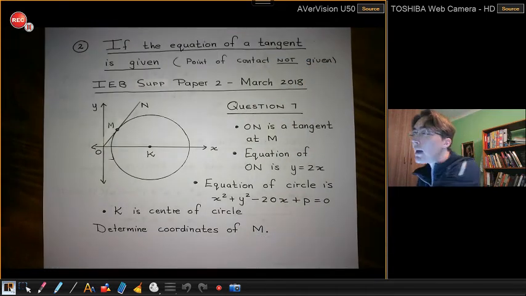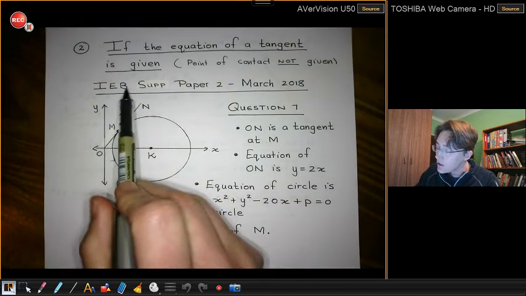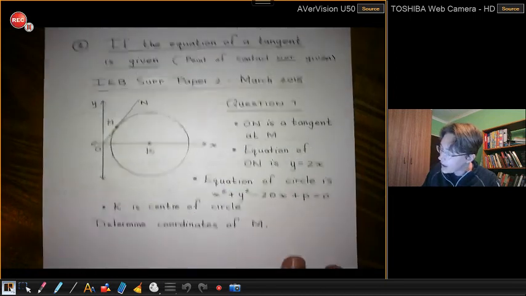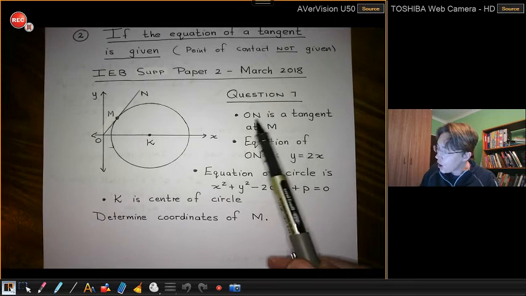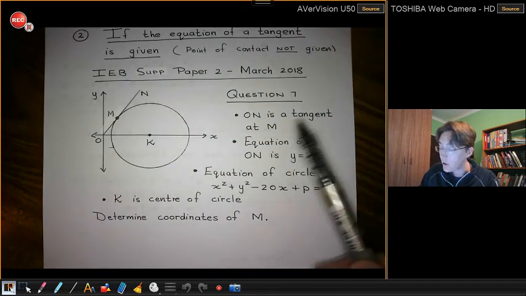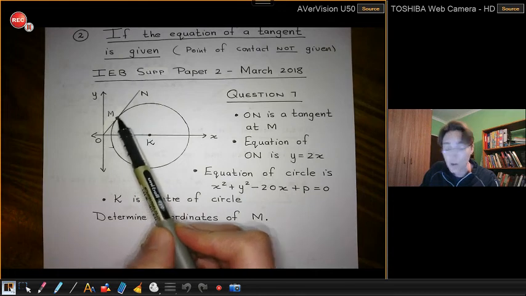And I've managed to find an example here in one of the past exam papers. So this is from the IB Supplementary Paper 2 from March 2018. And it's question 7. It gives you the following diagram, and then it says, ON, so right there from O to N, is a tangent to the circle at point M. So point M right there is the point of contact of that tangent to the circle.